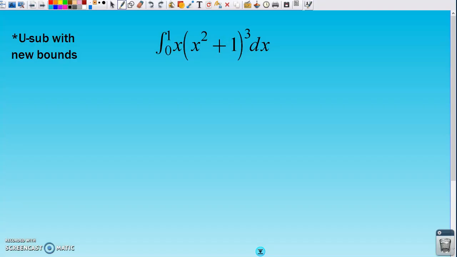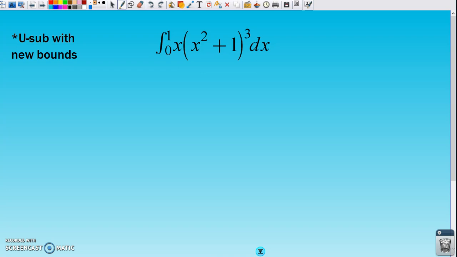Welcome to the last and final part of our fun with U sub. Today we are doing U sub with bounds, meaning we have a definite integral. So it's still a continuation of what we've been doing with U sub, but now instead of doing it on an indefinite integral, we are doing it on a definite integral.